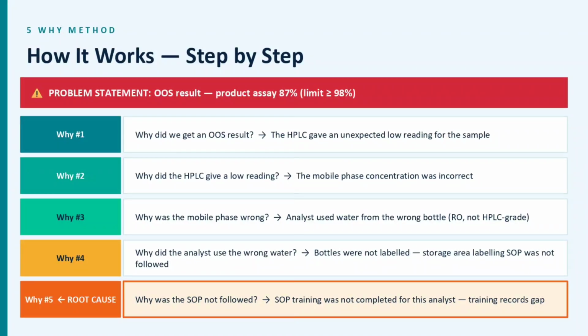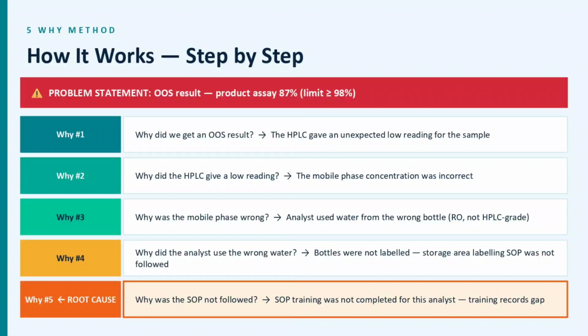Now we're getting somewhere. Why number 4. Why did the analyst use the wrong water? Because the bottles were not labeled. The storage area labeling SOP was not being followed. Almost there. Why number 5. Why was the SOP not being followed? Because this analyst had not completed their training on that SOP. There was a gap in the training records. There is your root cause.